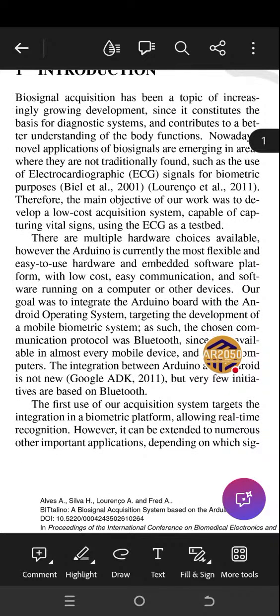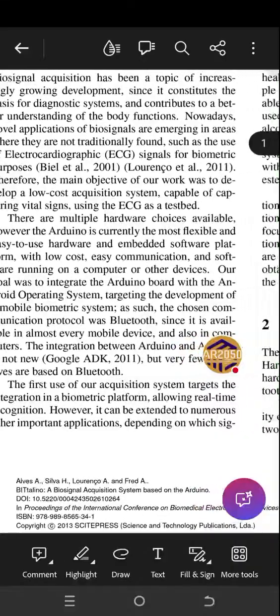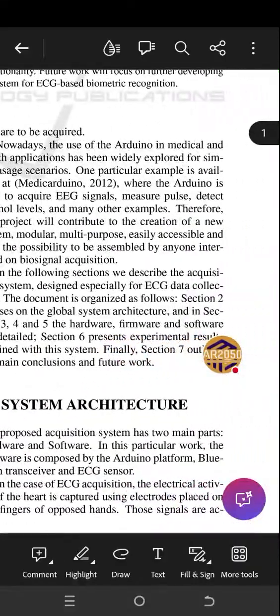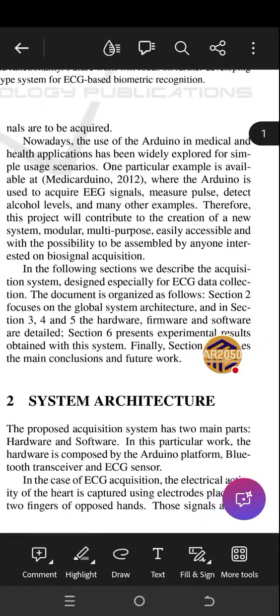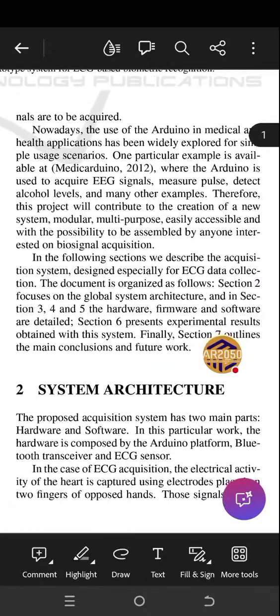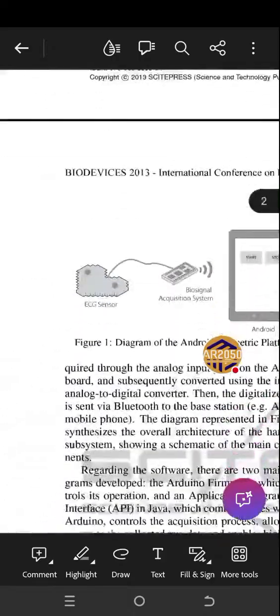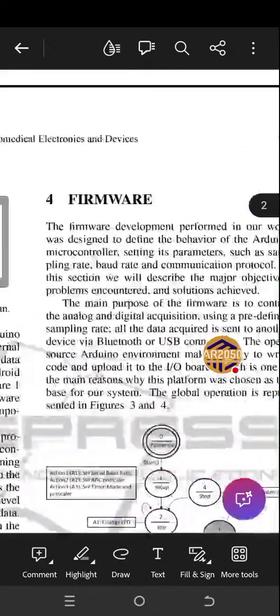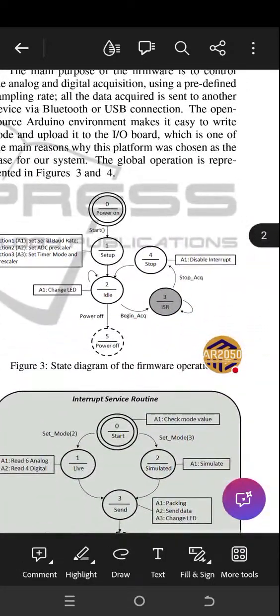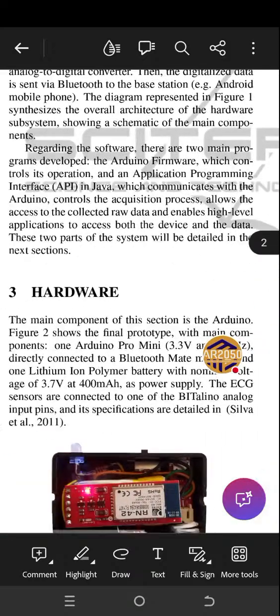Okay, they use the Arduino to acquire EEG signal, measure pulse, detect alcohol levels, and many other examples. Let's see the system architecture. It is only using the ECG sensor, so it is not very useful in our case.